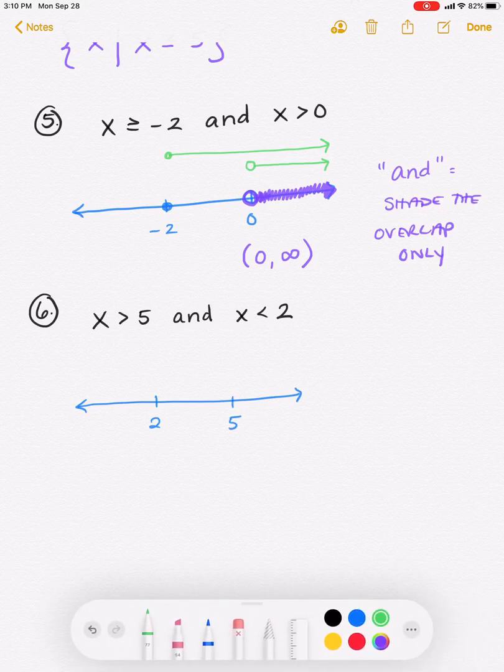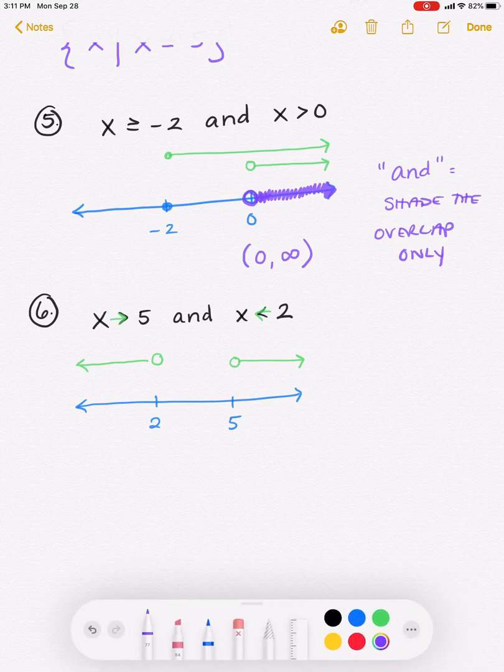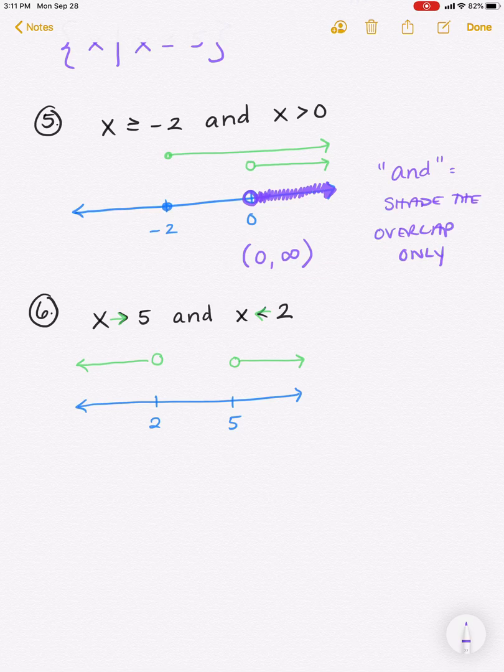So again, I'm going to get my green pen and I'm going to make sure I put the numbers in order because 2 comes before 5 on the number line. And so I have right here an open circle, x is greater than 5. Again, look at these arrows right here, x is greater than 5 and x is less than 2. Well, we just said that we need to shade the overlap, but there is no overlap.